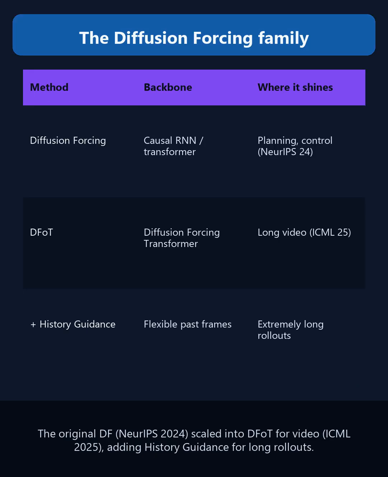The idea also grew a family. The original diffusion forcing paper at NeurIPS 2024 used causal networks for planning and control. Its successor, the diffusion forcing transformer, or DFoT, at ICML 2025, scales the idea to video and adds history guidance, conditioning on a flexible number of past frames to roll out extremely long, consistent videos.